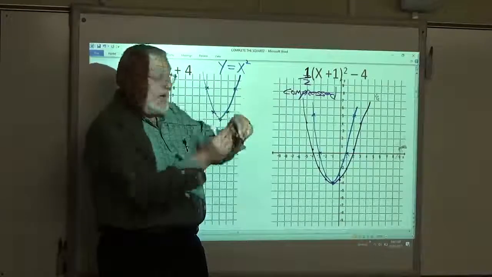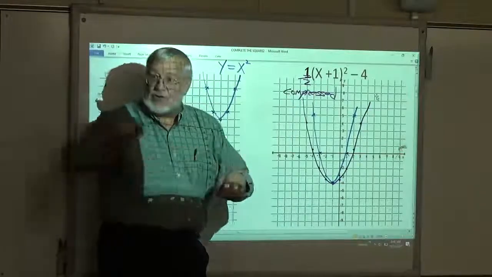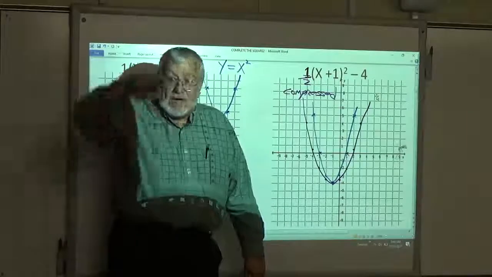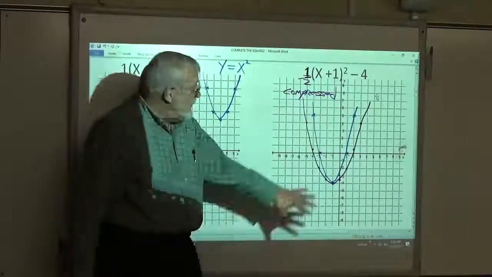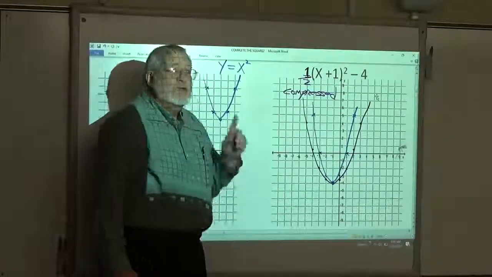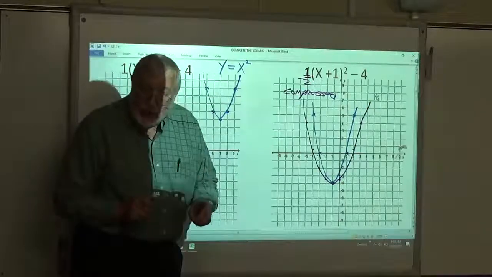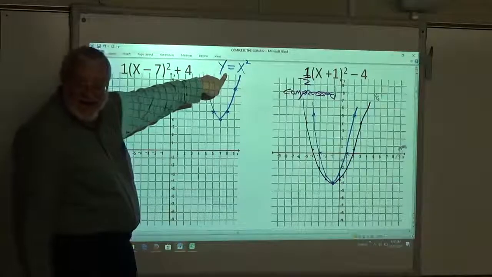Now, if this would have been 3, and we're going to see that in a minute, then I would have gone over 1 up 1 times 3, which is over 1 up 3. Over 2 up 4 times 3, up 12. Understand, that's all it is. The graphing of a quadratic equation is pretty straightforward if you understand what the parent graph looks like.